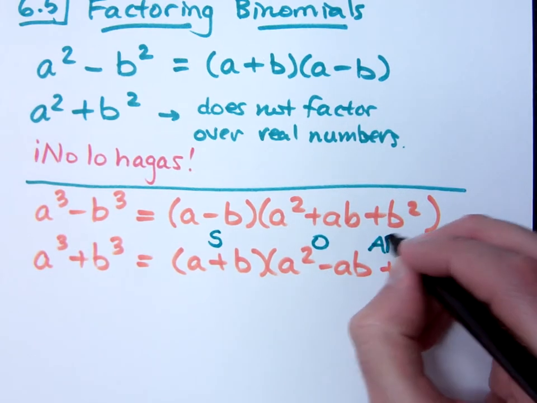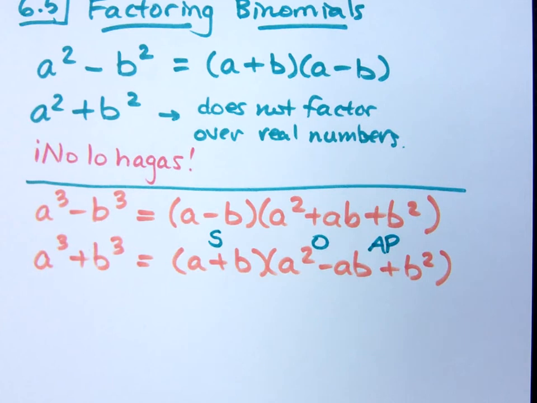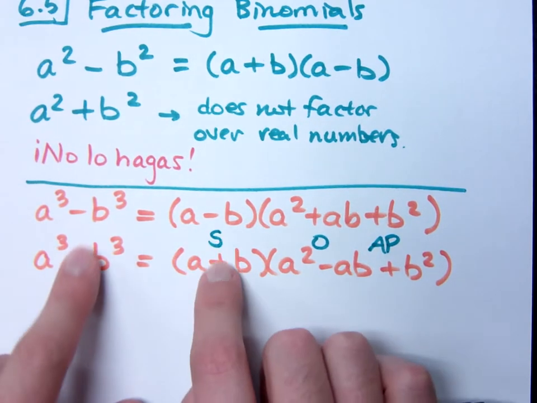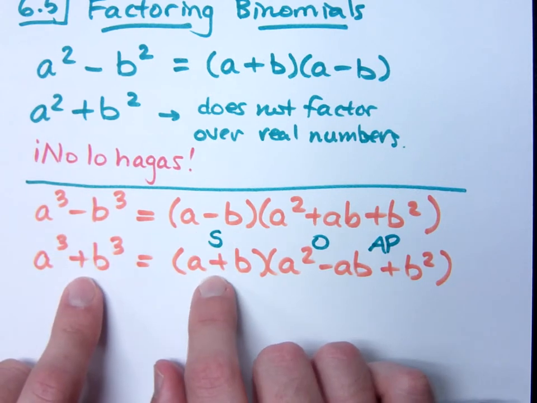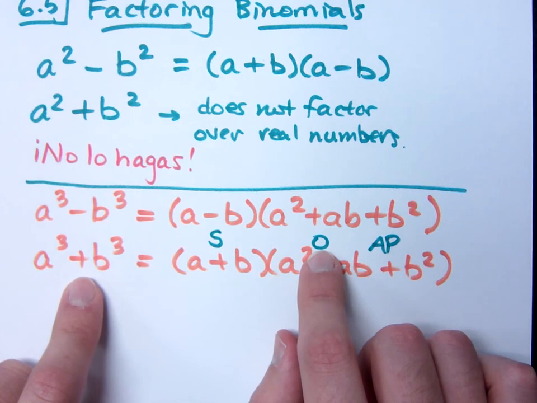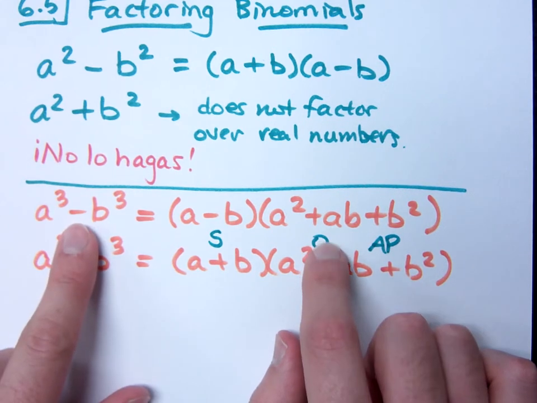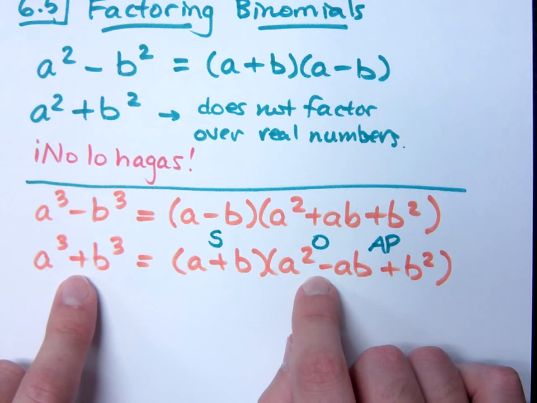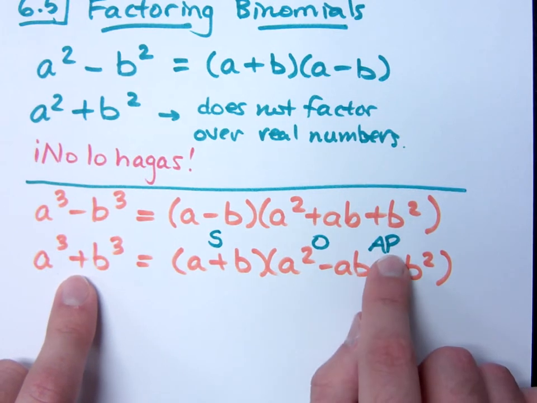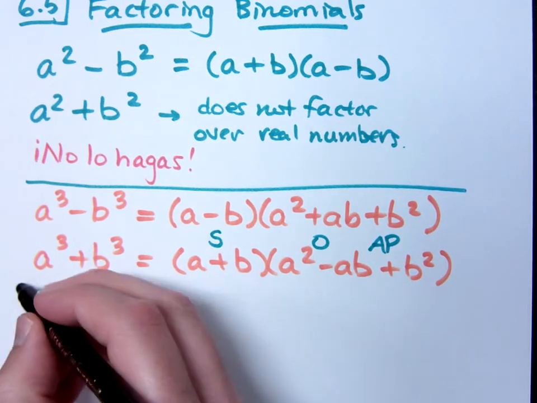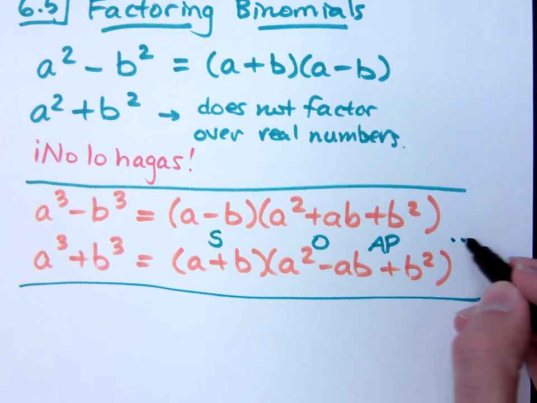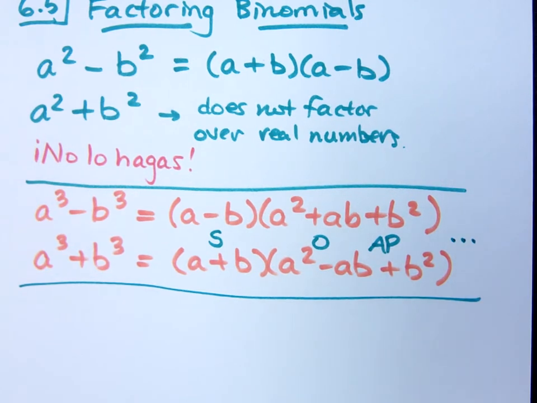Here's a little acronym that can help you remember the signs, okay? Because you notice that it's pretty much all the same as you go across here, whether it's a sum or difference. S stands for the same sign, so if it's a difference, it's a difference. A sum, it's a sum. What do you think O stands for? Opposite. As if it was a difference here, now it's a sum. If it was a sum, now it's a difference. And AP stands for always positive. This last guy right here is always positive, no matter if it's the sum or the difference of cubes. Now, save this guy for later. We'll get to those guys later, not right now.